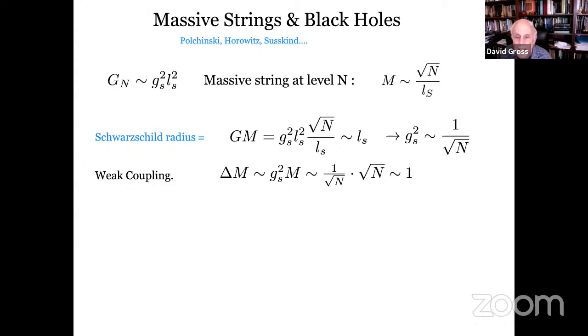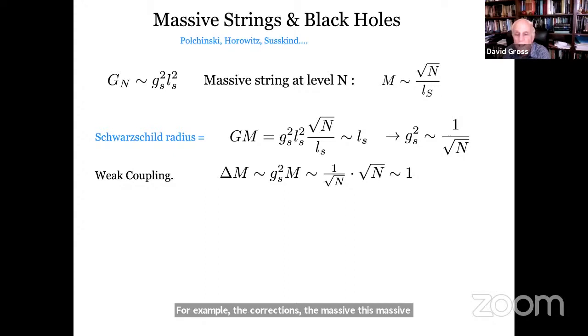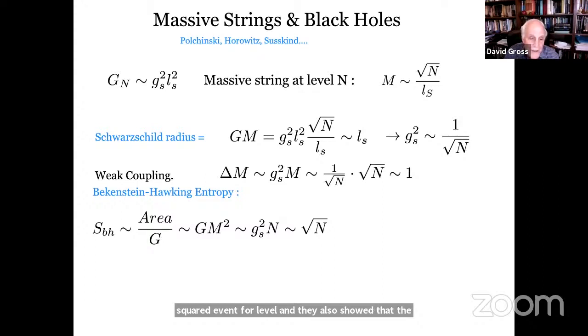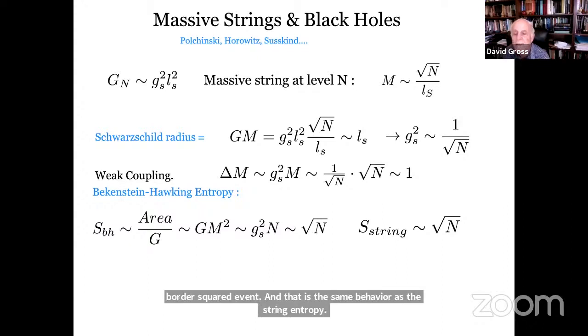This is actually quite weak coupling. For example, the correction to the mass of this massive state should be of order g squared m, which is of order 1, compared to its mass, which is growing like square root of n at level n. They also showed that the black hole entropy, the Bekenstein-Hawking entropy of such a black hole, goes like g m squared, and at this point is of order g squared n, which is of order square root of n, and that is the same behavior as the string entropy, the log of the density of states of a string at level n, which goes like square root of n.